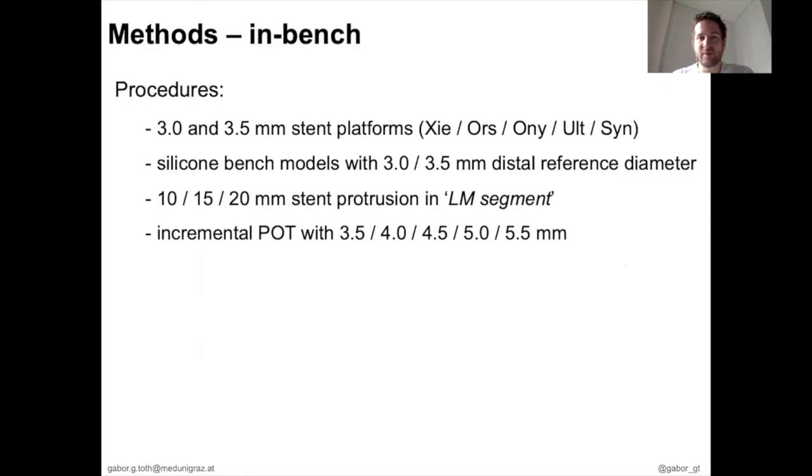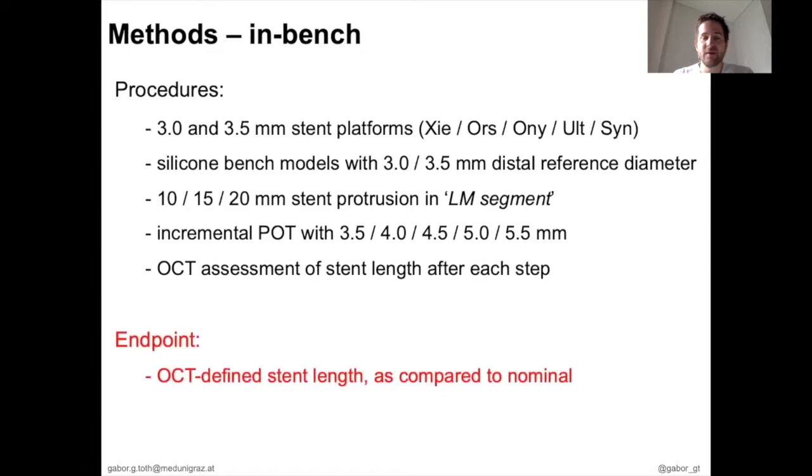POT and overexpansion scenarios. OCT analysis was performed after each step to measure stent length in the proximal, in the distal main branch segment, and total stent length as well. The primary endpoint of our analysis was the OCT-defined stent length as compared to its nominal value.